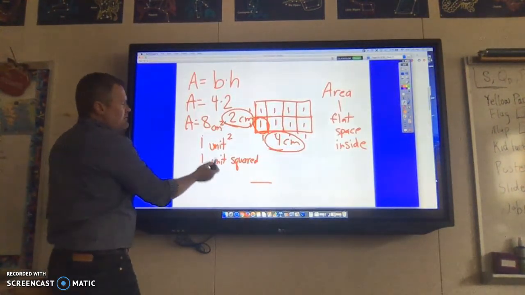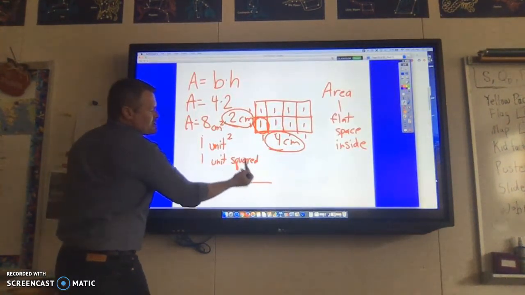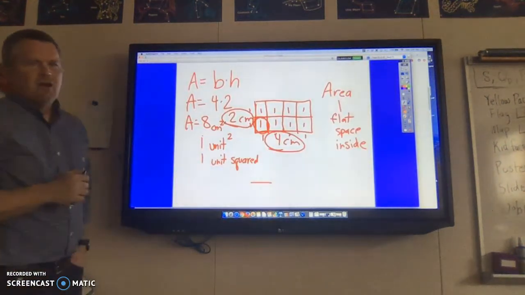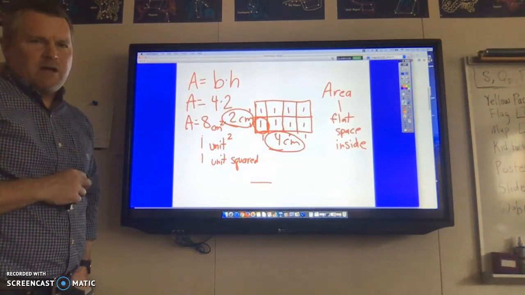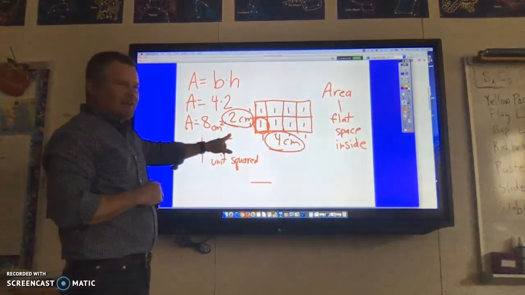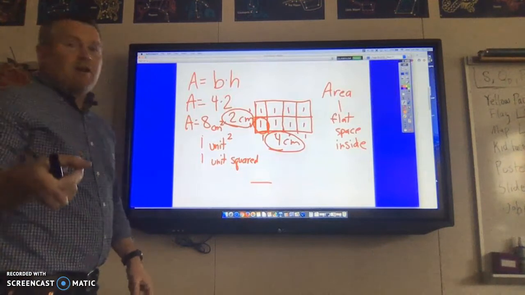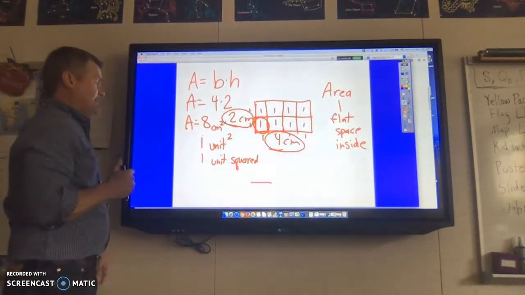Now if you want, you can write 8 centimeters squared, especially if you have to type this in and you're turning in an answer. You might have to write the word squared for me, okay? Because I don't know how to make this little exponent on a typewriter. If you can figure it out, put it in there, okay?